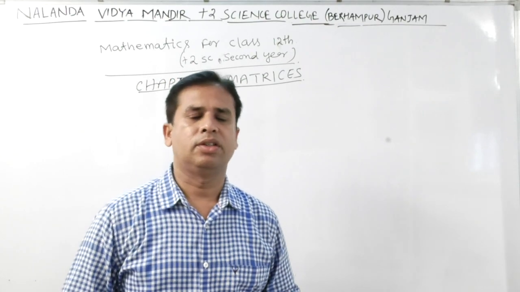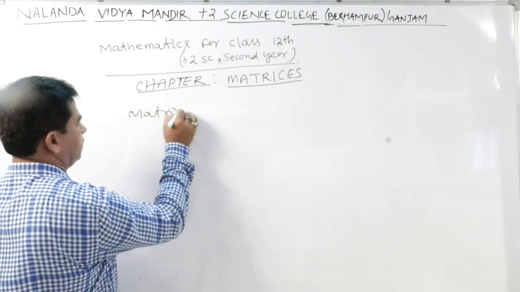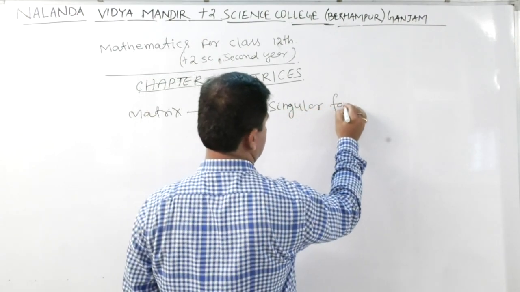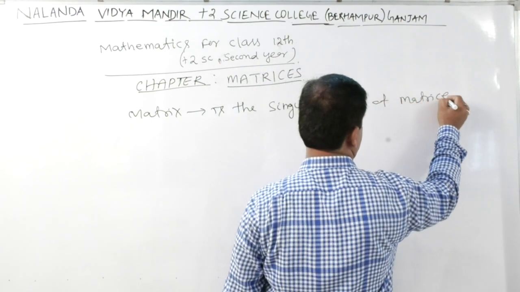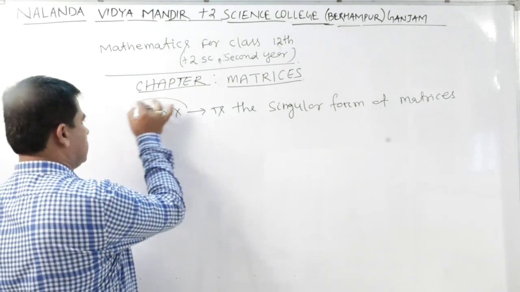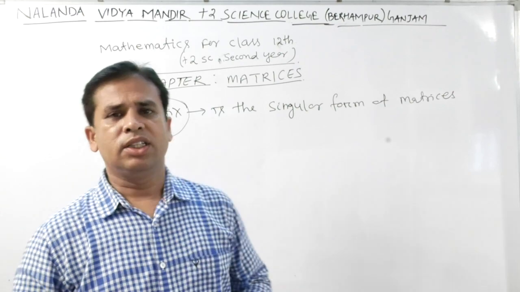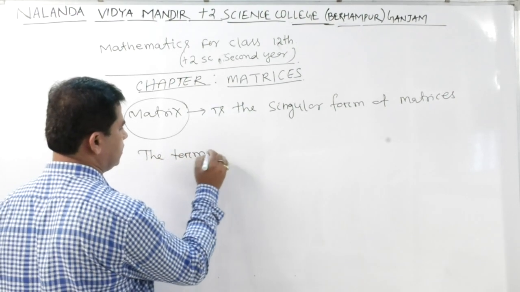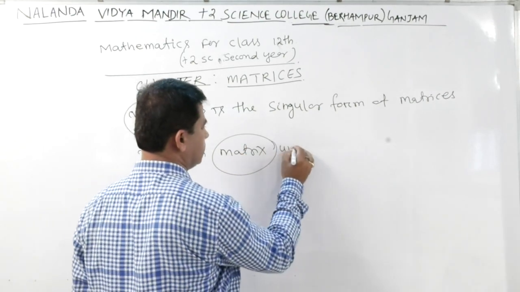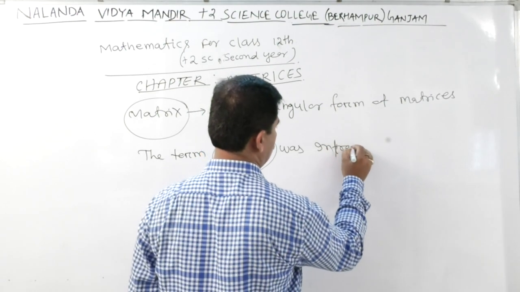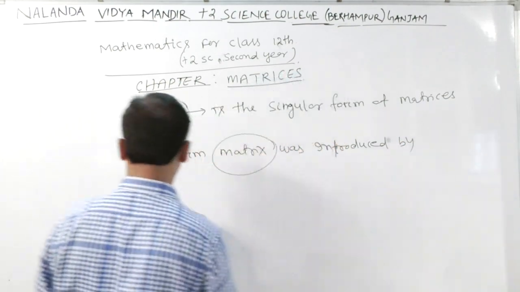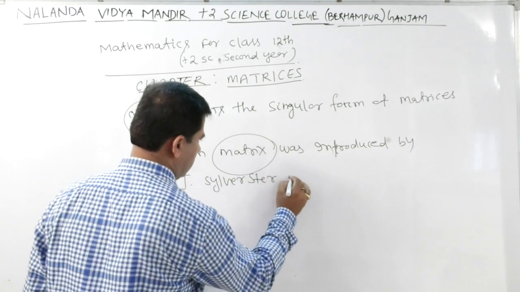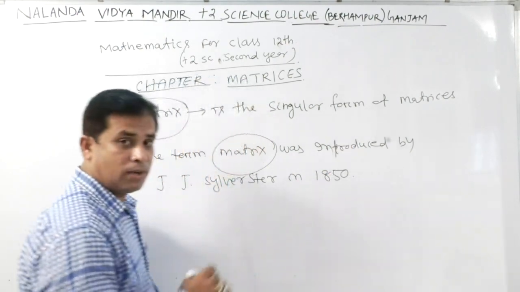Now we go through it. Matrix is the singular form of matrices. The term matrix was first introduced by J.J. Sylvester in 1850.